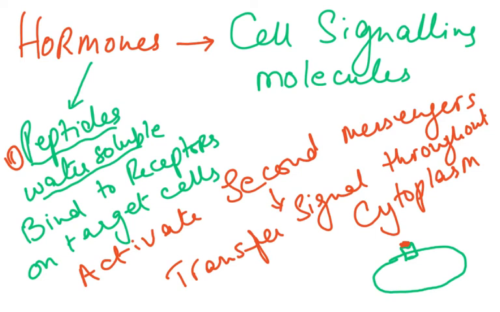So, water-soluble peptides, because they cannot cross the phospholipid bilayer, will bind to receptors on the target cells. And these then activate a second messenger, and then they transfer the signal throughout the cytoplasm and result in some sort of transcription and translation, which results in the formation of some protein molecules, which may be needed for the next steps of the reaction.